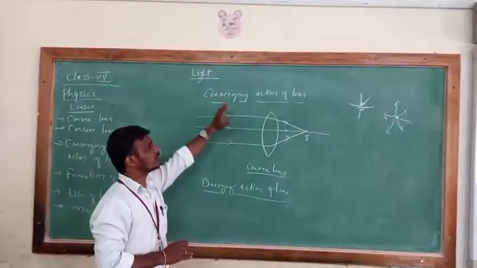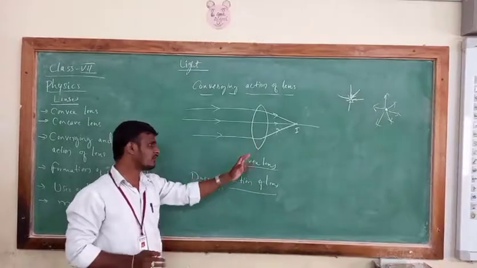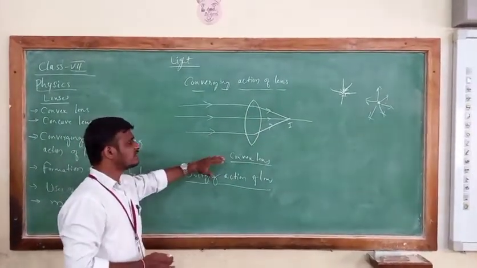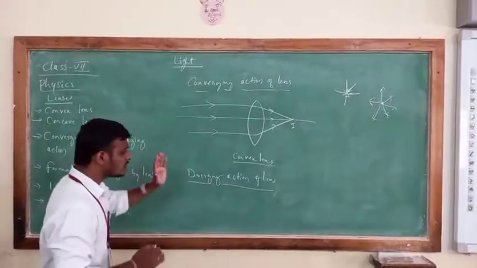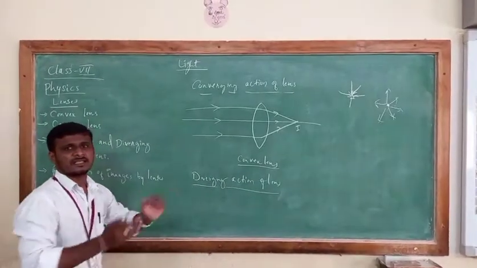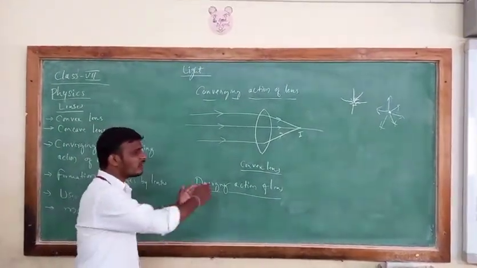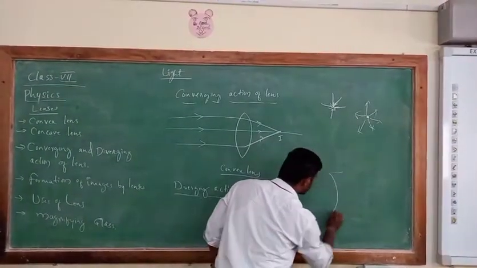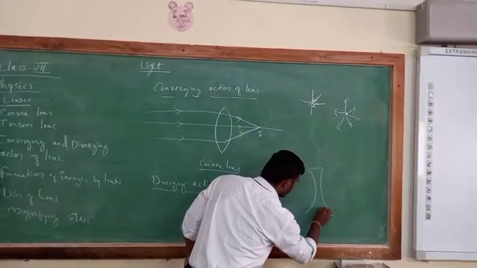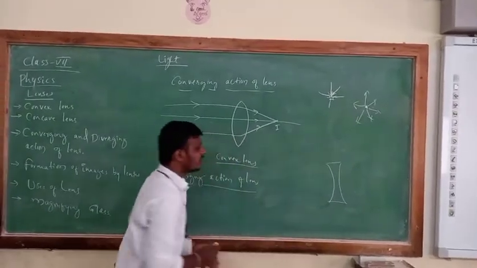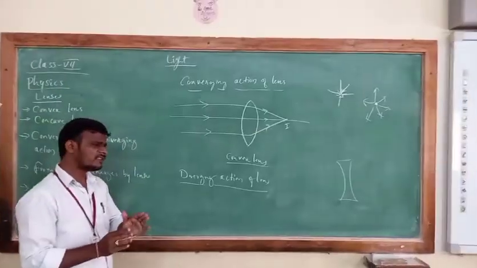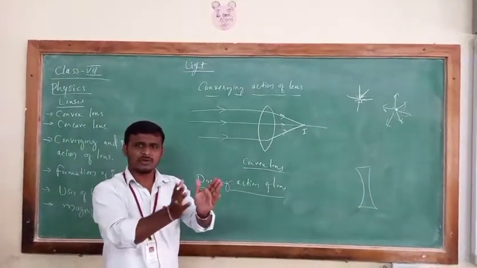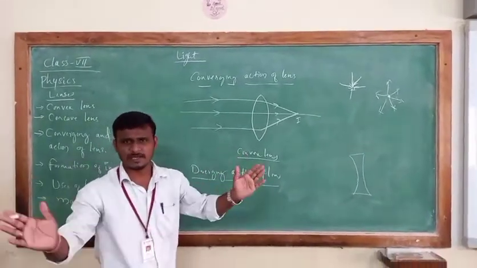Already we discussed the converging action of lens, that a convex lens converges the light rays, so a convex lens is also called a converging lens. Here, a concave lens is called a diverging lens. This is the diagram for a diverging lens. Diverging means what? Light spreads. It will not gather at a point, it spreads.